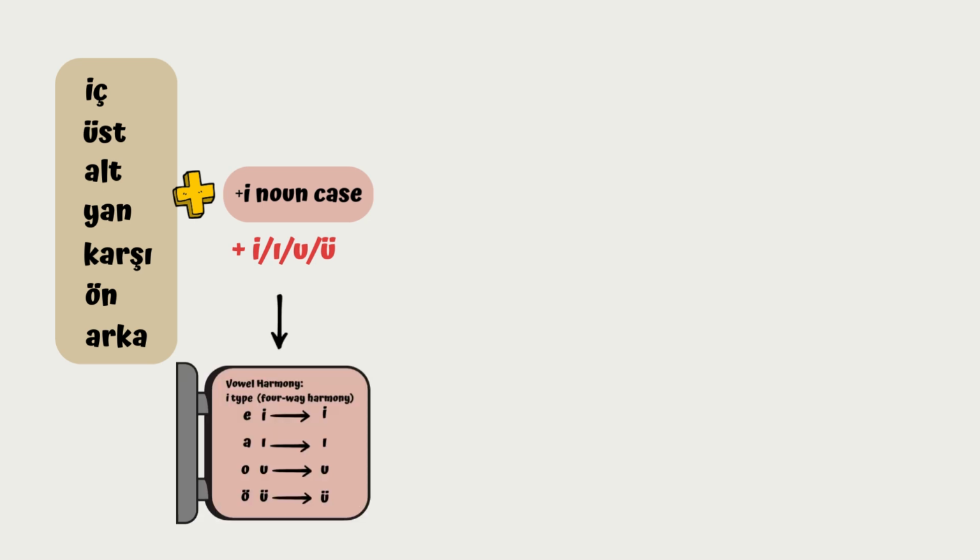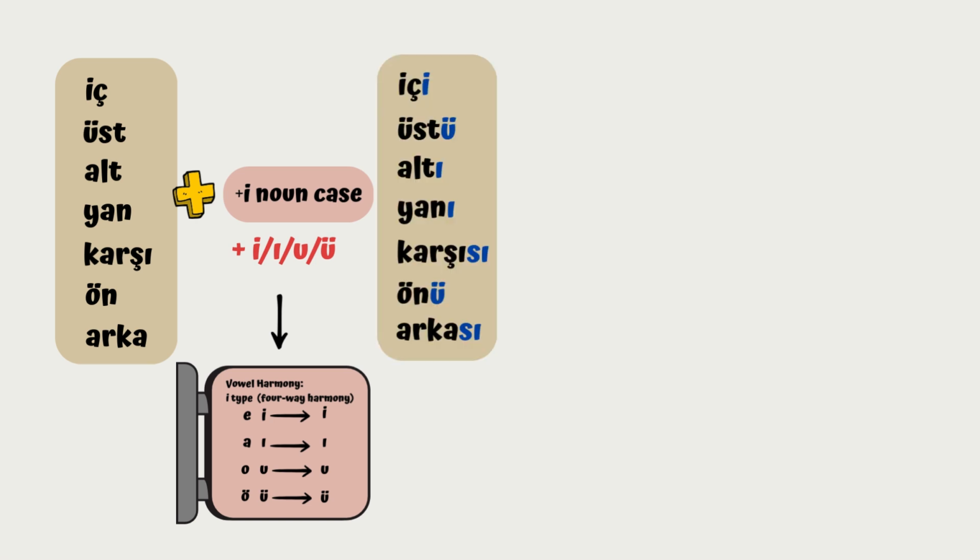So what happens to these base words? Let's analyze it. First of all, we add e noun case to these base words. Remember, e can be u, or ü, depends on the last vowel of the word. And we follow E-type four-way vowel harmony rule for this noun case, if you remember. So it becomes içi, üst üstü, alt altı, yan yanı, karşı karşısı with a buffer sound S, ön önü, arka arkası again with a buffer sound S.